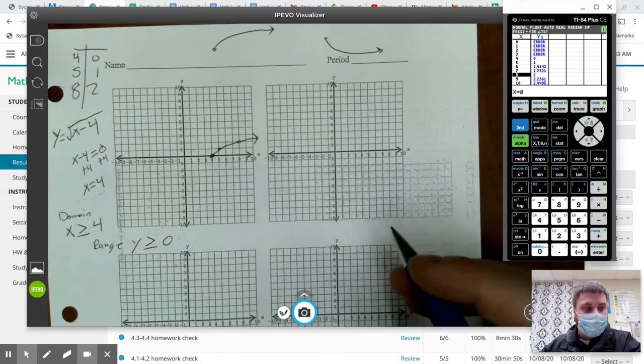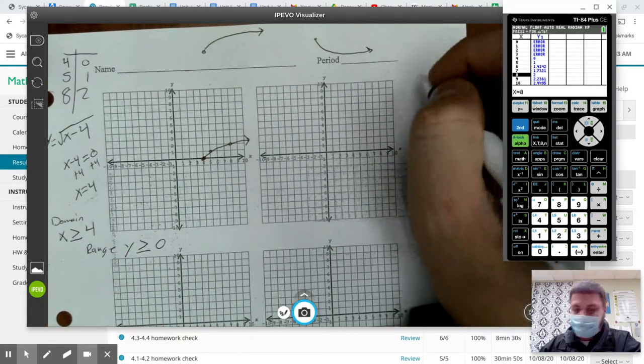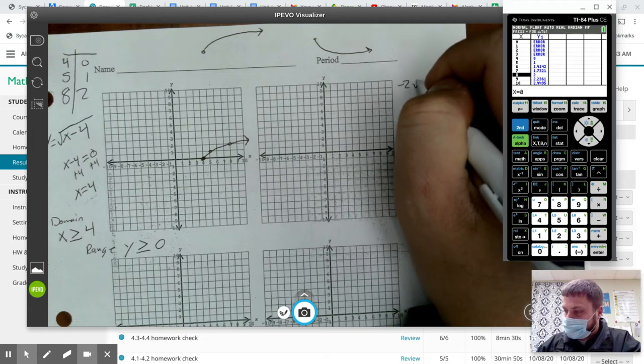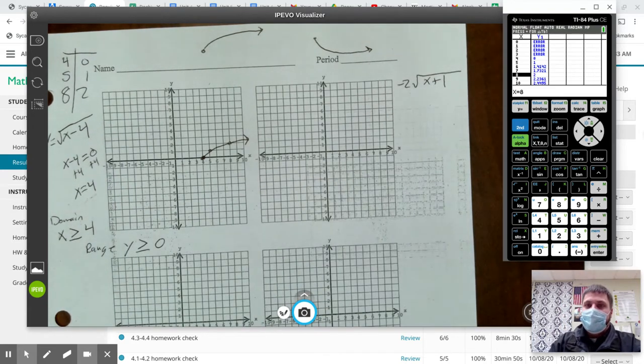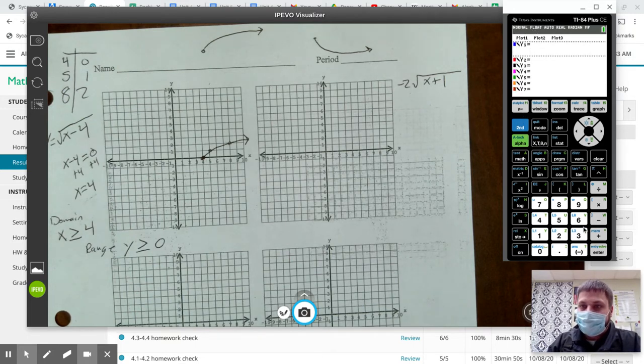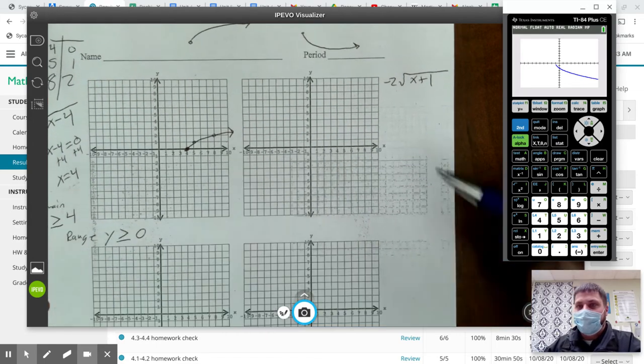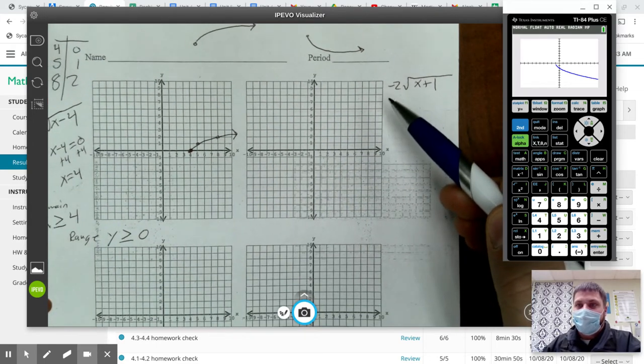Okay, we'll do one more and then we'll be done. Let's try this one. Negative 2 times radical x plus 1. So I'm typing that into my y equals button. And I can take a look at that graph. Notice that our shape now is flipped over. That's because there's the negative out front.